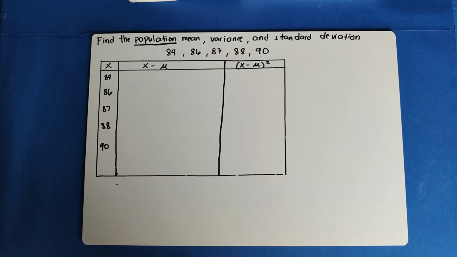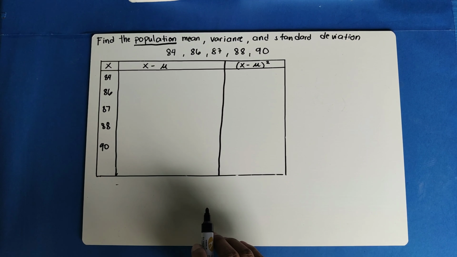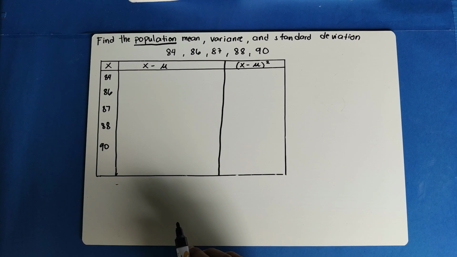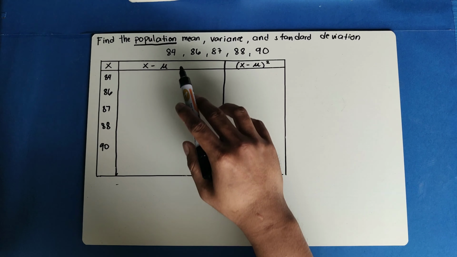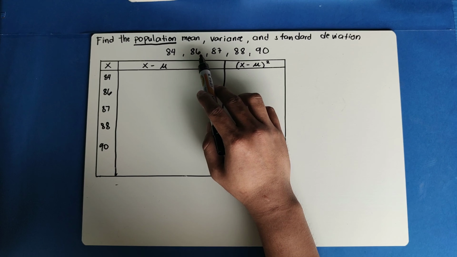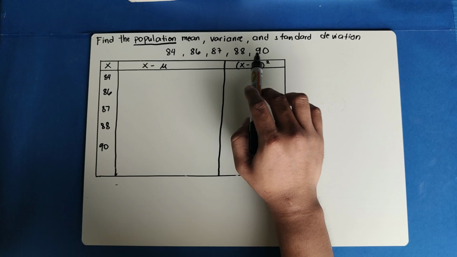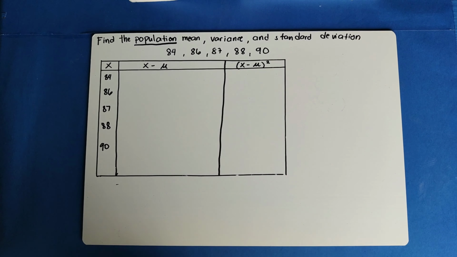Okay, so we have here an example. Find the population mean, variance, and standard deviation of the following sets of data. We have 84, 86, 87, 88, and 90. The first thing that we need to do is hanapin natin yung population mean.